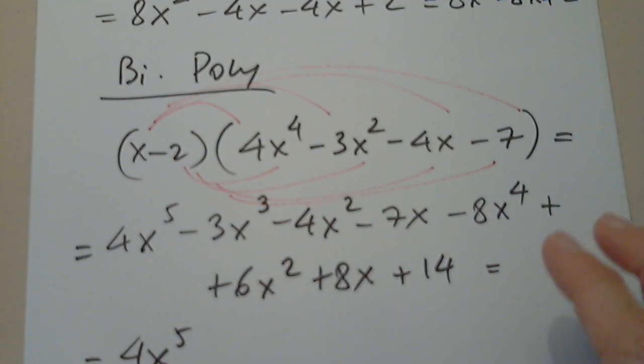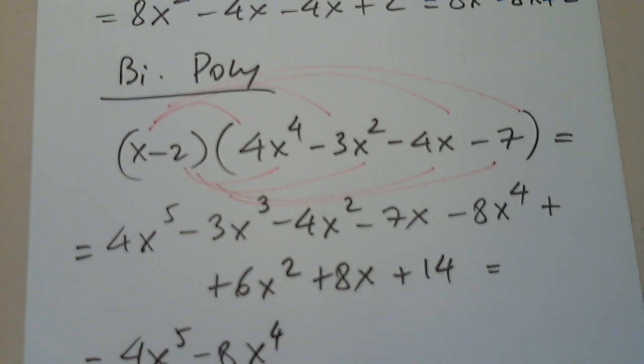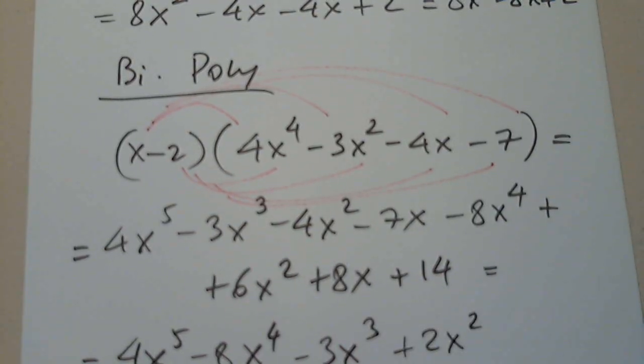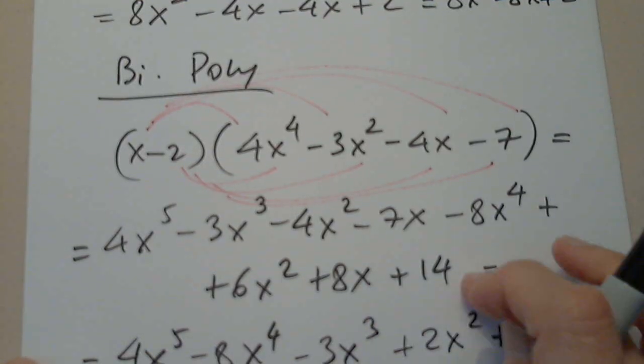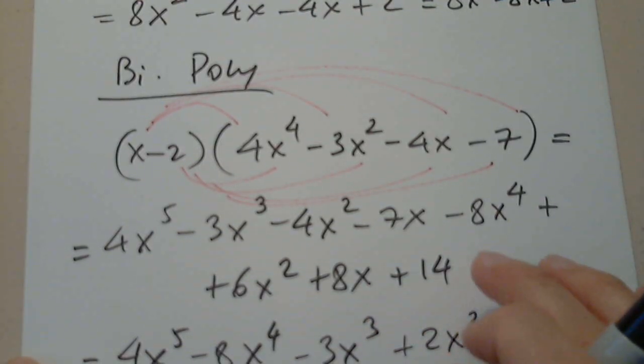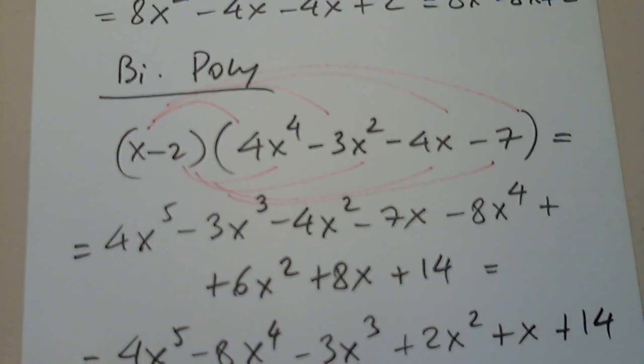Do we have power 4? Yes, we do. -8x to the 4th. Now I have to look for power 3. Do I have power 3? Yes, only one term. Now, do I have power 2? Yes, I do. These two. 2x squared. Do I have power 1? Yes, I have just these two. Do I have a free term or power 0, degree 0? Yes, I do. Only one term.